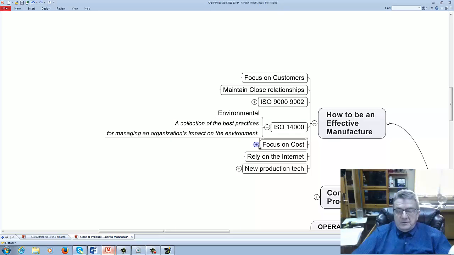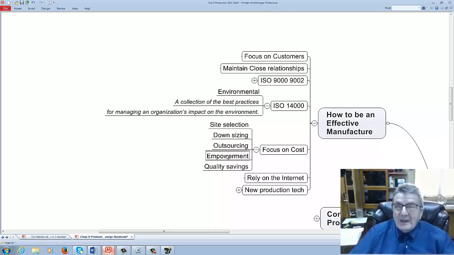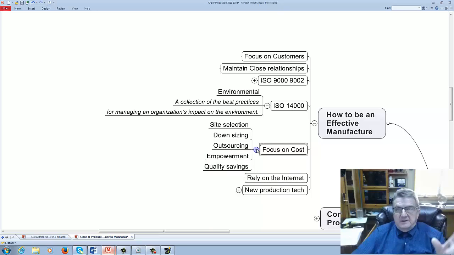Okay, and then focus on costs. Another one is site selection, downsizing, outsourcing, empowerment. How do I eliminate the middleman or the middle person, which would be the manager? If I have more individuals that are empowered, they can make the quality decisions. They could do the savings. They know what's going on. So I could quicken the process, but still keep the quality in there.